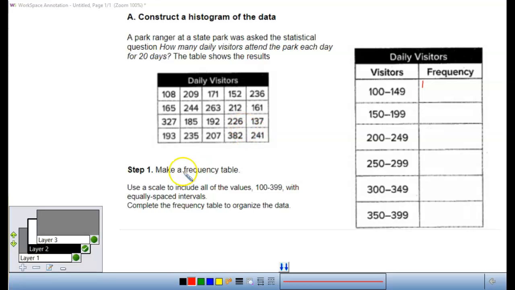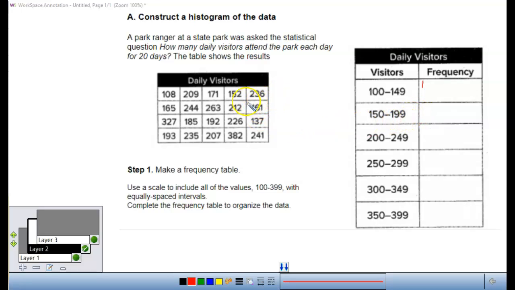This is what the table shows. To start off, we make a frequency table. We're going to use the scale that can include all the values. So if we look, we have 108 at the smallest, and I think 382 as the largest, okay? For histograms, they're going to go a little bit above and a little bit below that so that they can make all their intervals the same. In this case, they chose 49 as their interval, right? And it's so that they can include every single number. They can't make this from 100 to 150 because then you wouldn't know should 150 go in this one or this one. So they have to stop just a person early, okay?